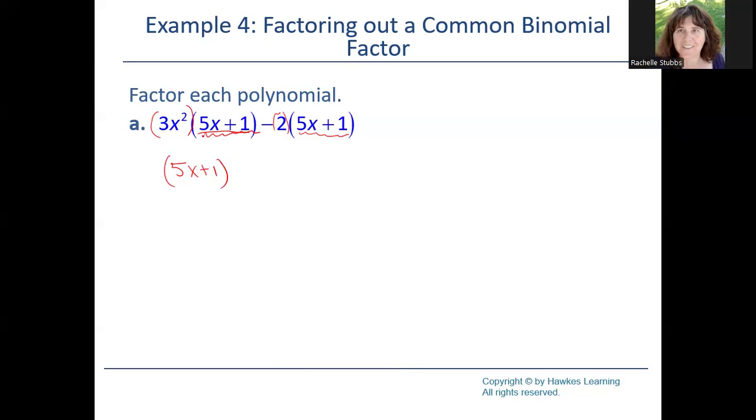what's left over? That will cancel this whole parenthesis, and that whole parenthesis. And what's left? 3x squared and a minus 2. And this is basically how we're going to be getting to factoring by grouping. We're going to be employing this skill, looking for binomials that are common factors. That's really what we're looking for, a binomial that's a common factor.